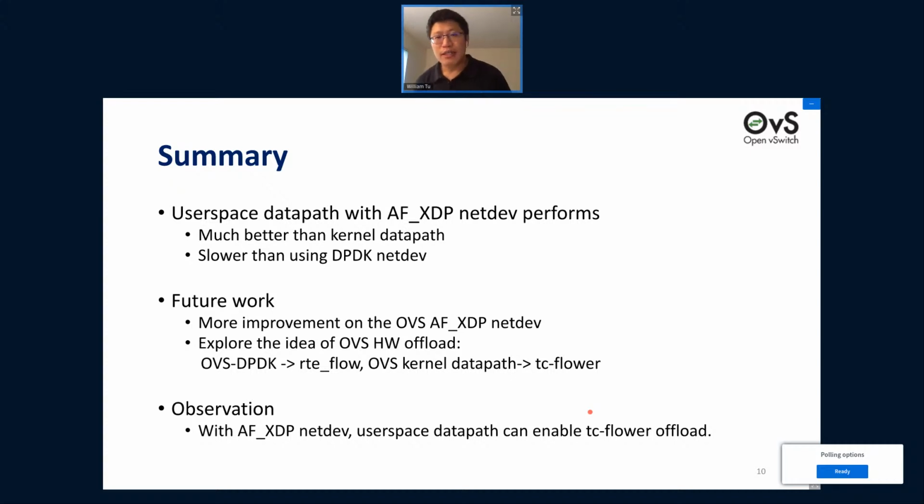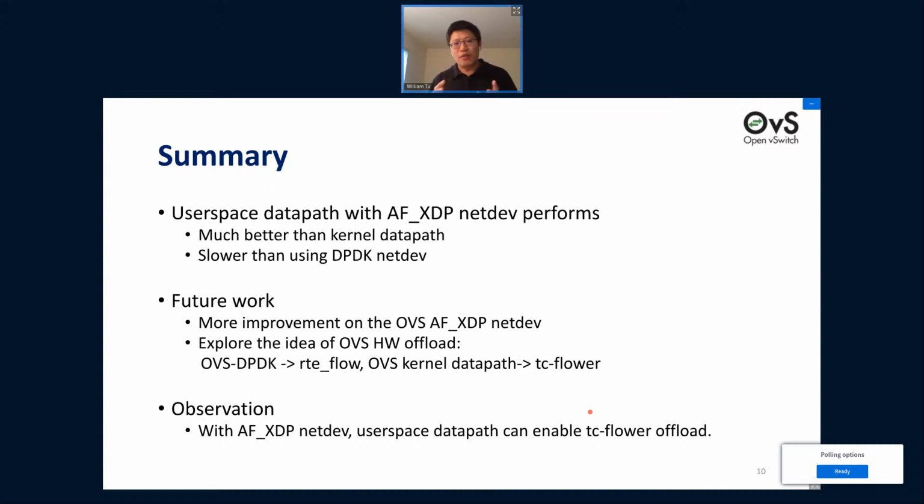So today there are two ways to do it. If you run OVS DPDK, which means OVS compiled with the DPDK library, then you can use the rte_flow API provided by DPDK. That's one way. The other way is you use the OVS kernel data path, where the driver is still running, so you can use TC flower to offload.